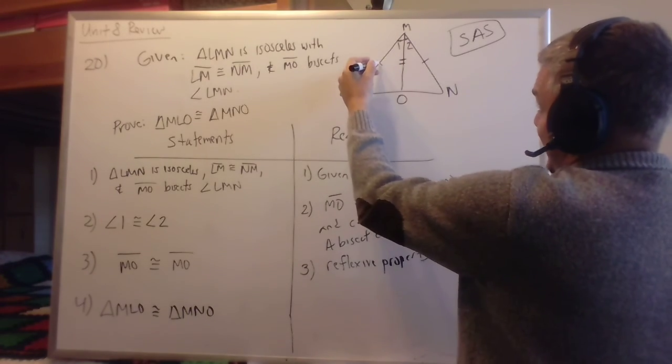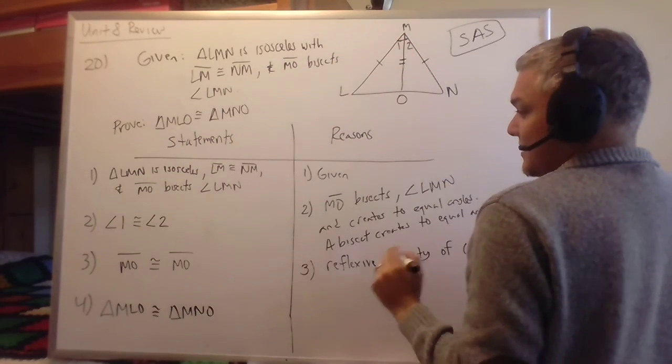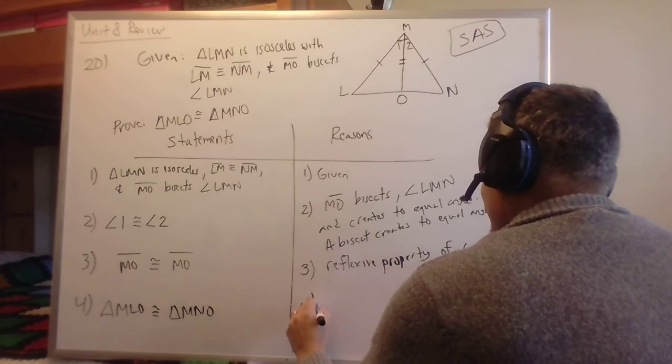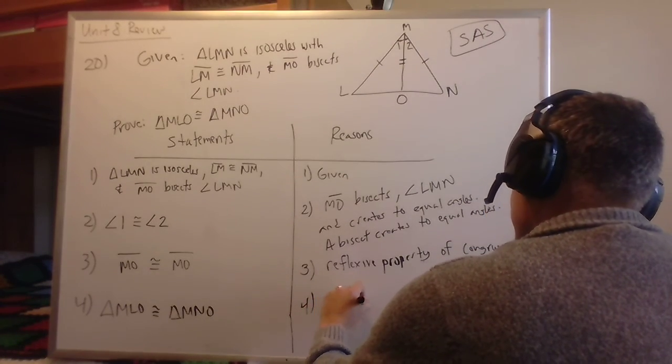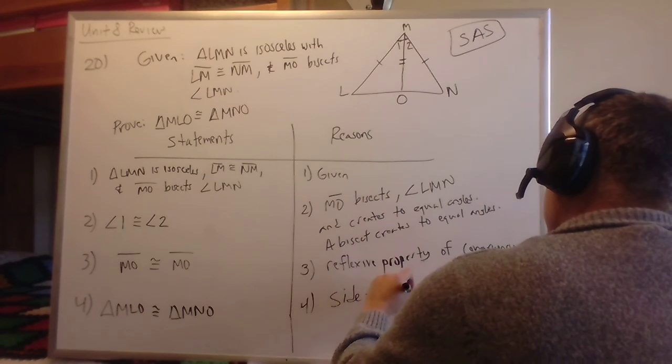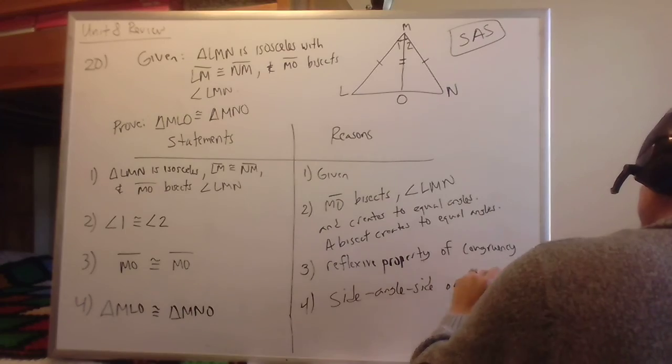So now we have a side angle and a side. Over here, a side angle and a side. So we know that these two triangles are congruent because of side angle side, or SAS.